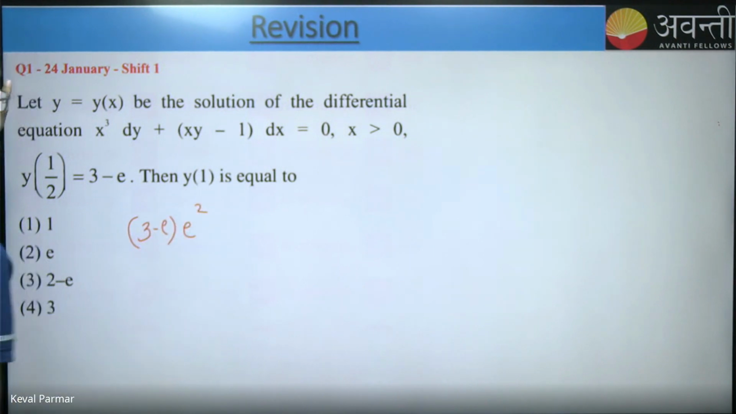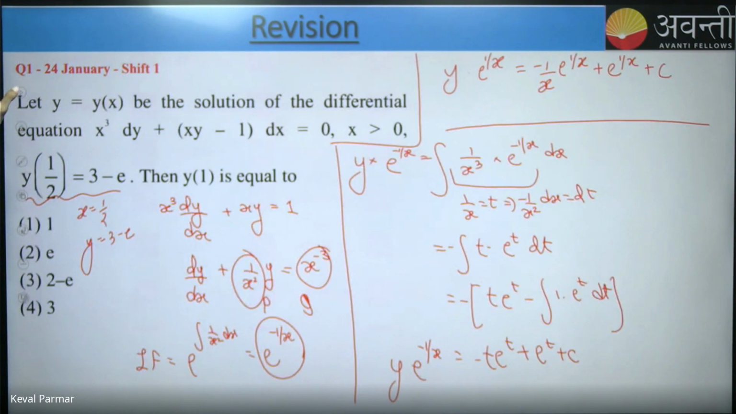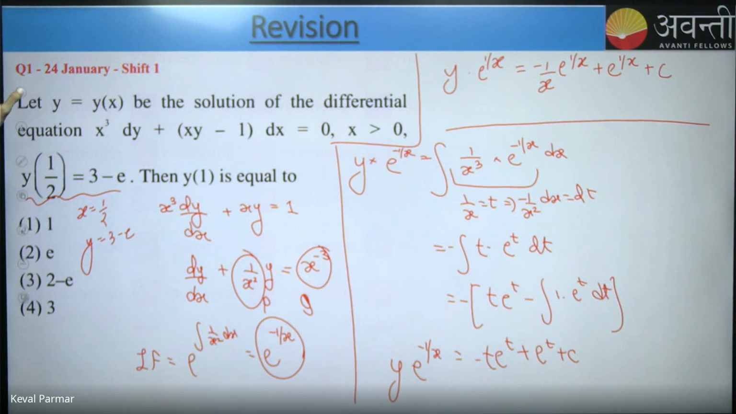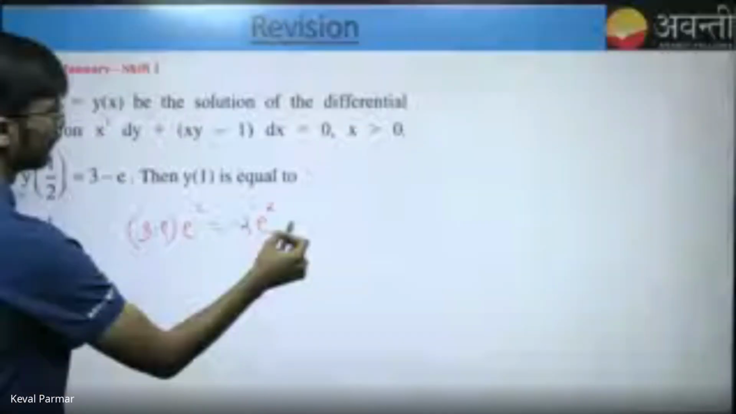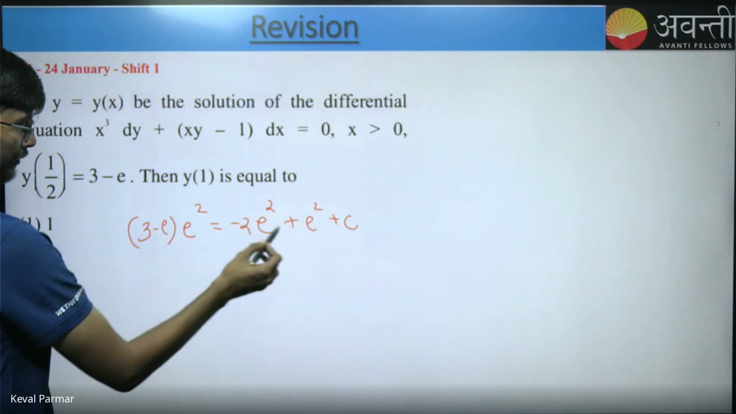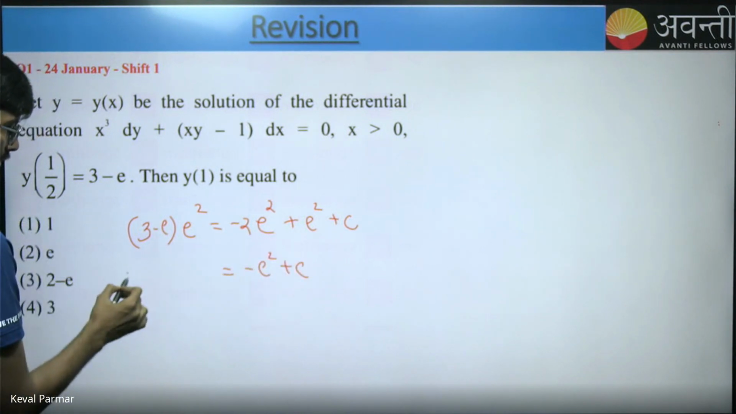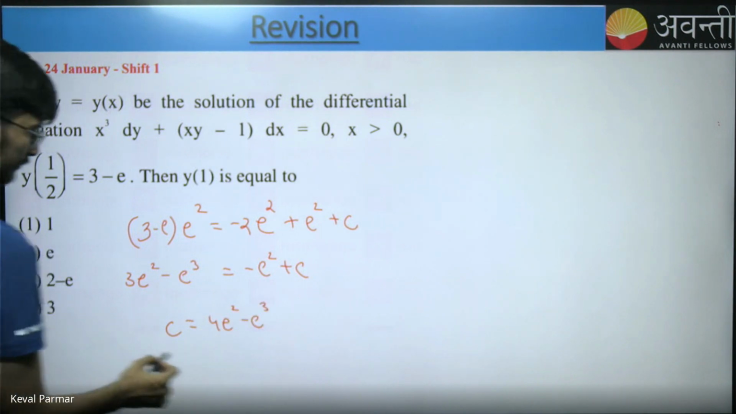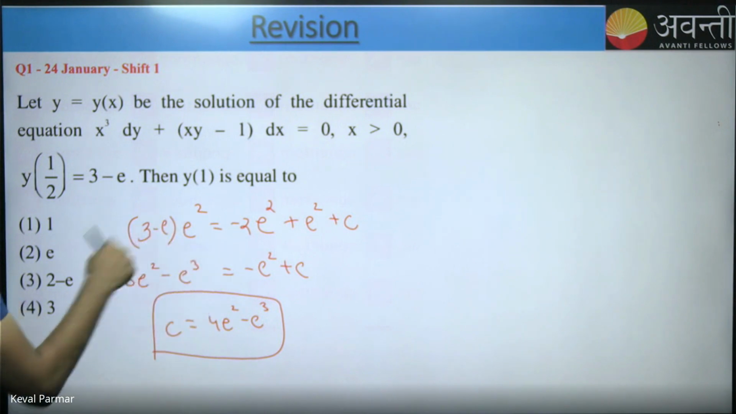It will be e raised to the power 2 equals minus 1 by x, so equals minus 2 into e raised to the power 1 by x, e raised to the power 2 again, plus e square plus c. So minus 2 e square plus e square, minus e square plus c. Here 3 e square minus e cube. So c will be equal to 4 e square minus e cube. Correct? 4 e square minus e cube.